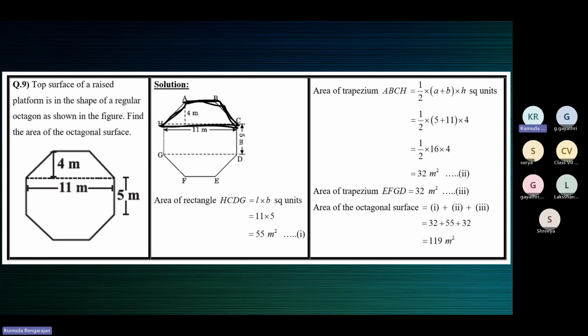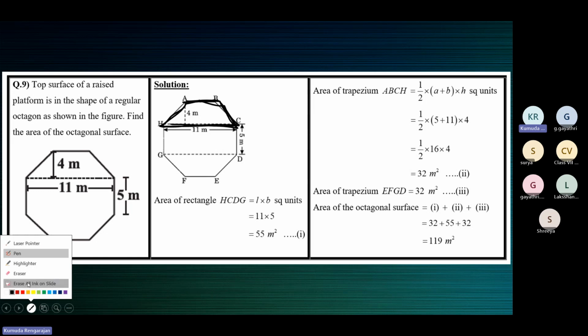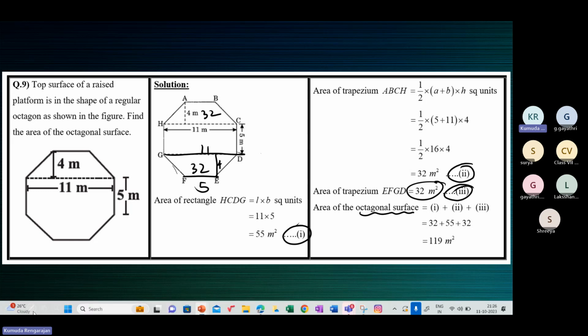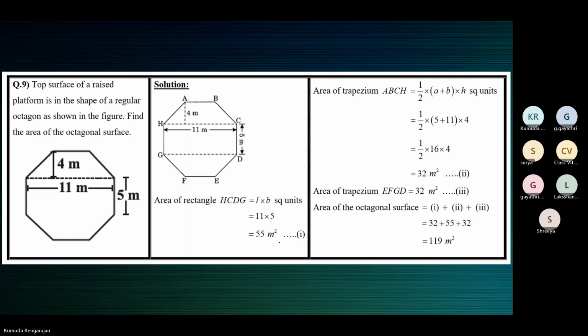The area of this trapezium ABCH is equal to, write the formula, half sum of parallel sides into distance between them, and substitute the values. If the area of this one is 32, this one you don't have to work out. This one also will be 32 because this is 5, this is 11, and this one is 4. So the area of this trapezium is also the same, 32. Now the area of the octagonal surface is equal to this answer 1 plus this answer 2 plus this answer 3.